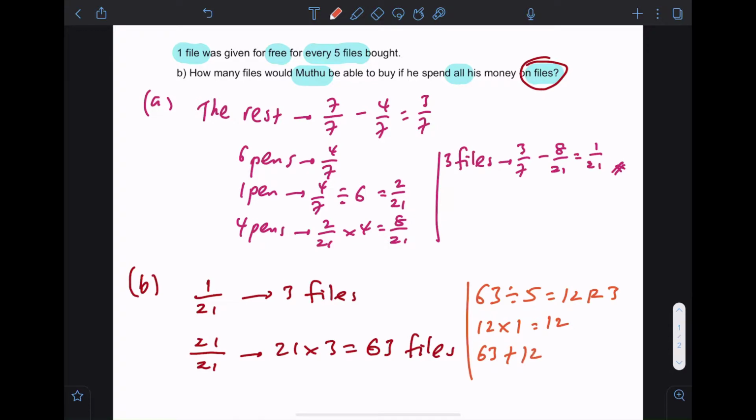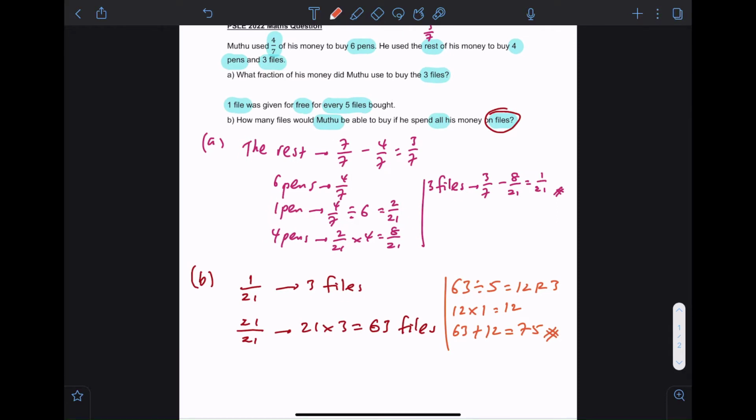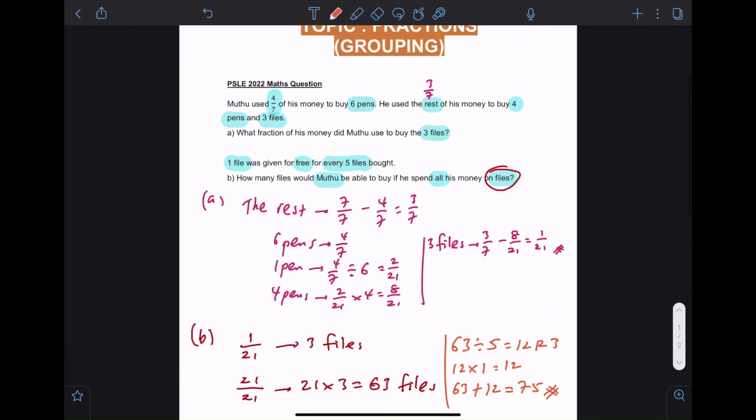63 plus 12, final answer for this question, 75 files in total that he can get if he spent all of his money on files.